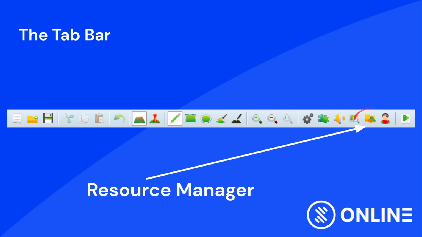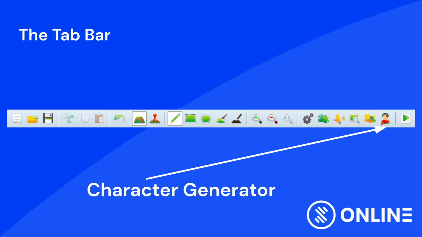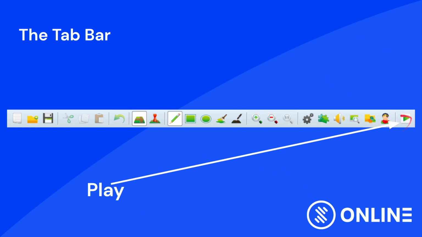This is our resource manager. It just allows you to make sure that you have all the resources you need. It doesn't really matter for this case. And this is one of the cool parts. It's called a character generator. It'll allow you to create your own custom characters within the game. And then this is our play button right here. And this will allow us to play our game.